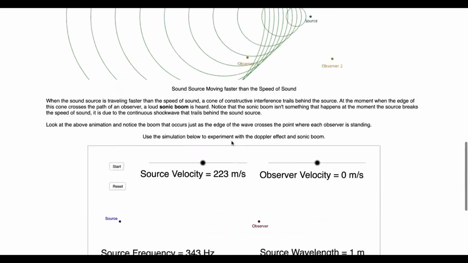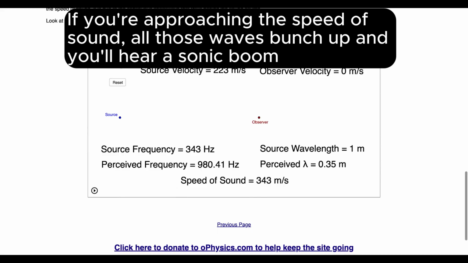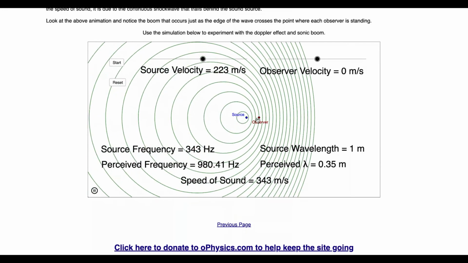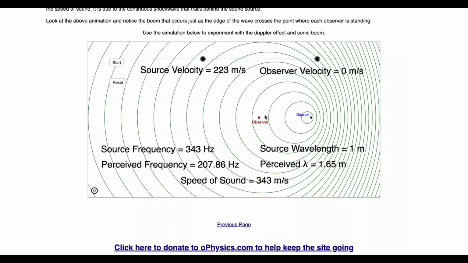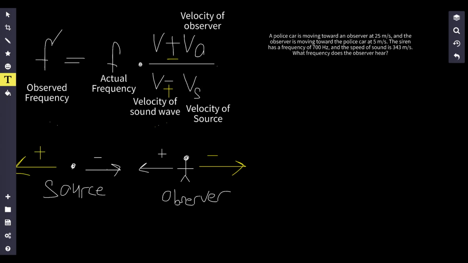So once again, these are just some extra things you can check out. It's pretty cool. You can see that all these sound waves gather up in the front, giving a high frequency, but then as the source moves away, you're going to perceive a lower frequency, right? This is the Doppler effect formula.